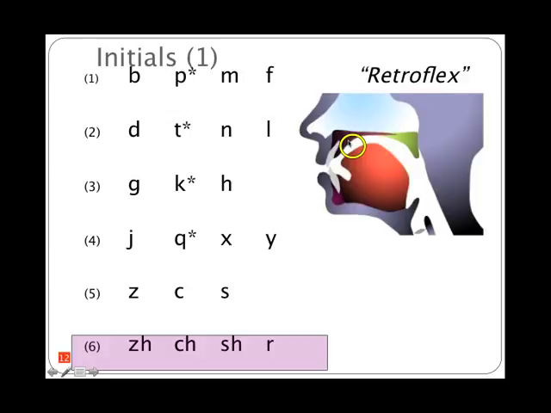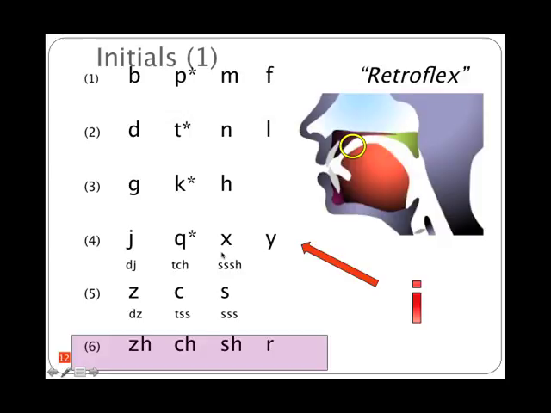Curl your tongue back to where that drop off is, and let's pronounce zh, ch, sh, r. When we said ji, chi, shi, the I was pronounced like E. That's because your tongue stays in the same position in the mouth as the consonant. The tongue doesn't move.